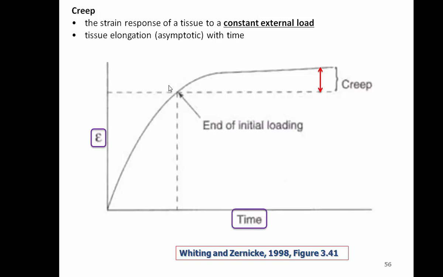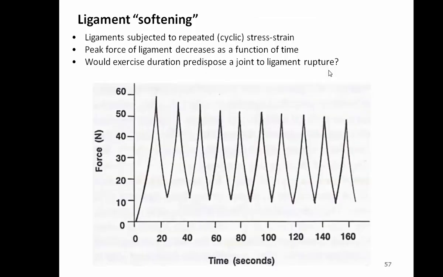And what happens is that the tissues will continue to stretch and will reach a new plateau, and this will take some period of time that will depend upon the tissue. And the difference between the length change at the end of the initial loading and the new plateaued length is what is referred to as creep. And this is also observed with what's called cyclical loading.